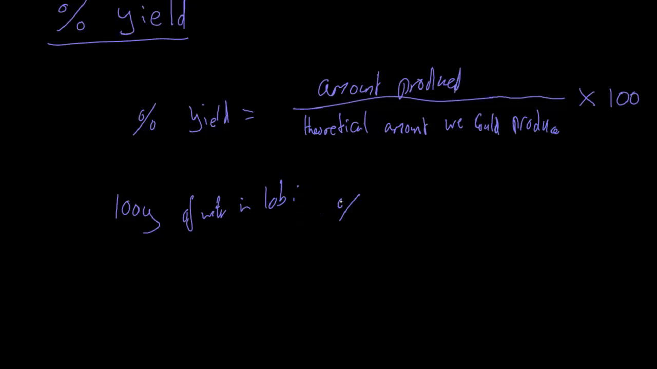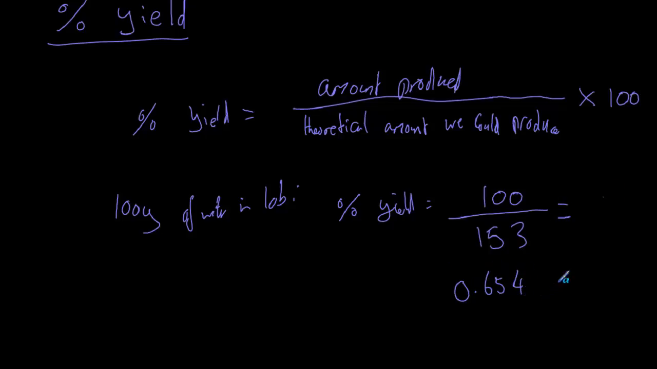And therefore our percentage yield is equal to the amount we actually produced, which was 100, divided by our theoretical amount we could produce, which is 153. That's going to give us 0.654 to 3 decimal places. And then we multiply by 100. So that's when we're going to get 65.4%. And this is our percentage yield.